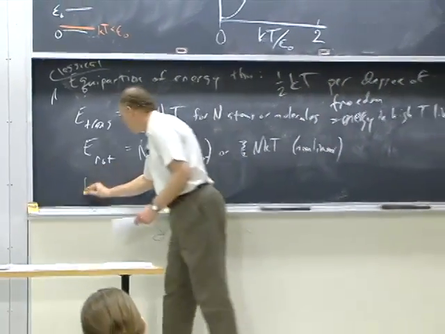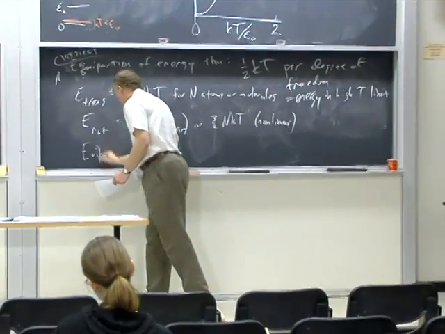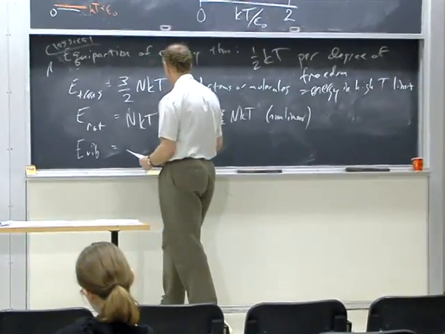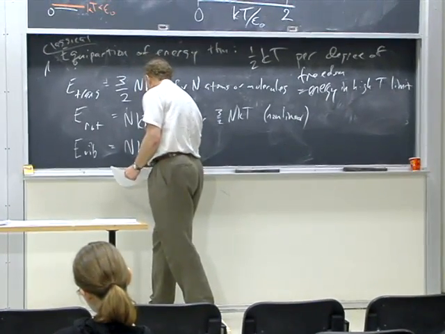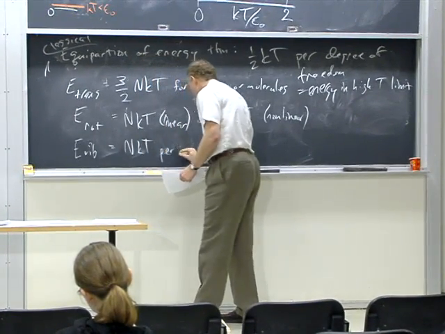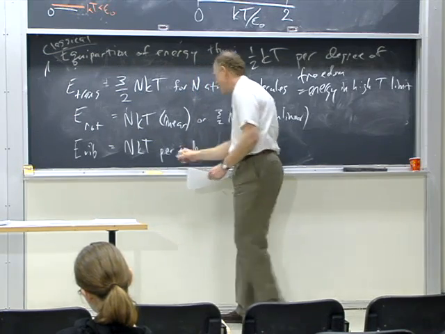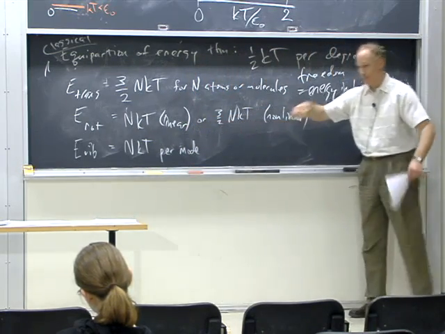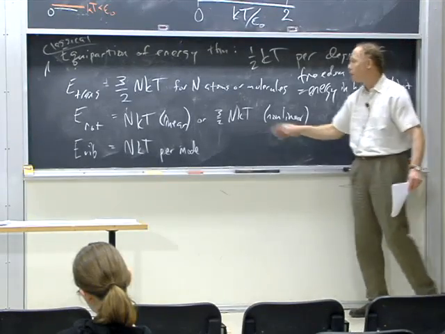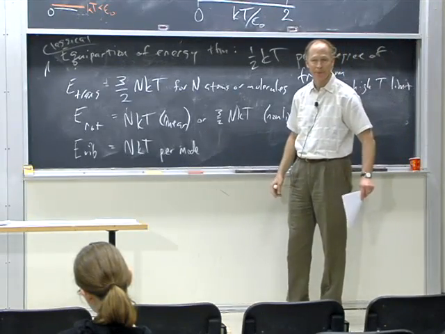And then E vibrational is NkT per vibrational mode. That's because vibrational energy has potential and kinetic energy, and it's 1/2 kT each.